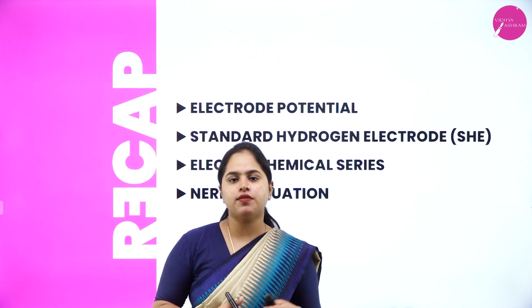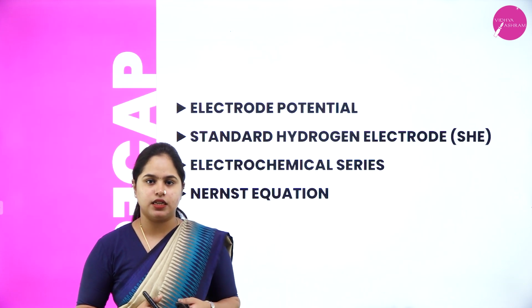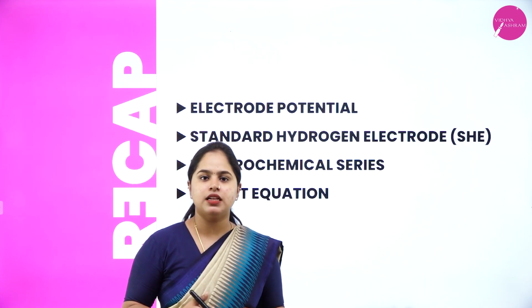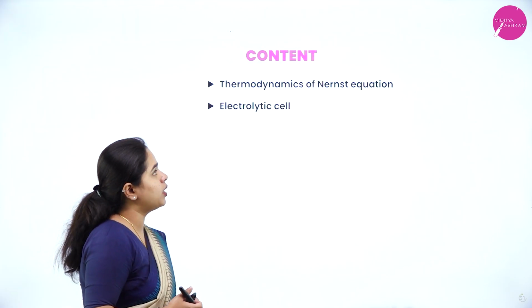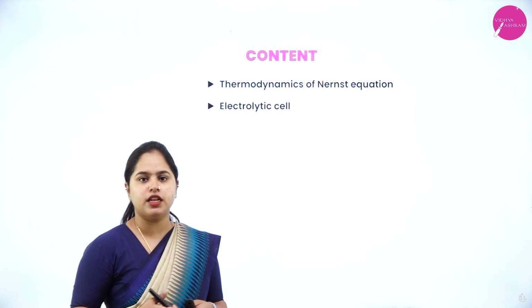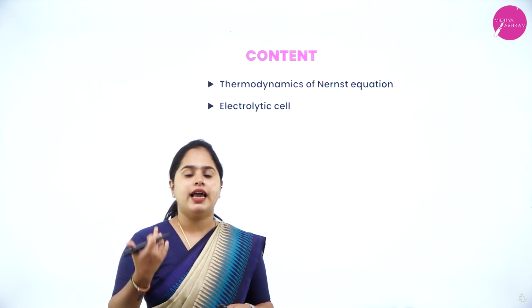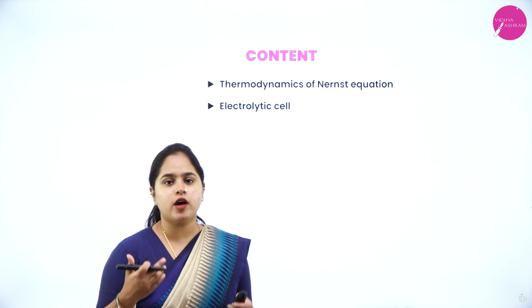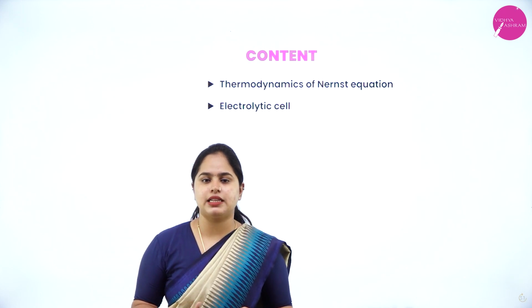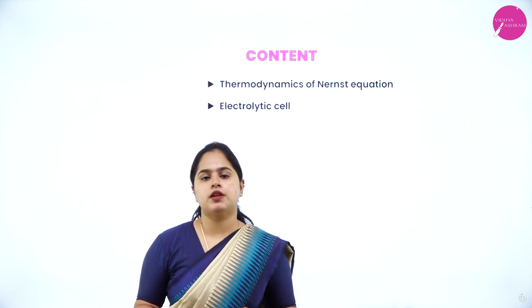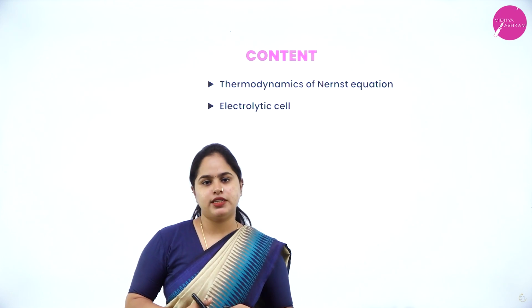So in today's session, we are first going to continue with the Nernst equation, and then we'll study the thermodynamics of Nernst equation. Then we'll continue with the next type of the cell, that is the electrolytic cell. So till now we were discussing the electrochemical cell, right? So after this we will be discussing the electrolytic cell as well.